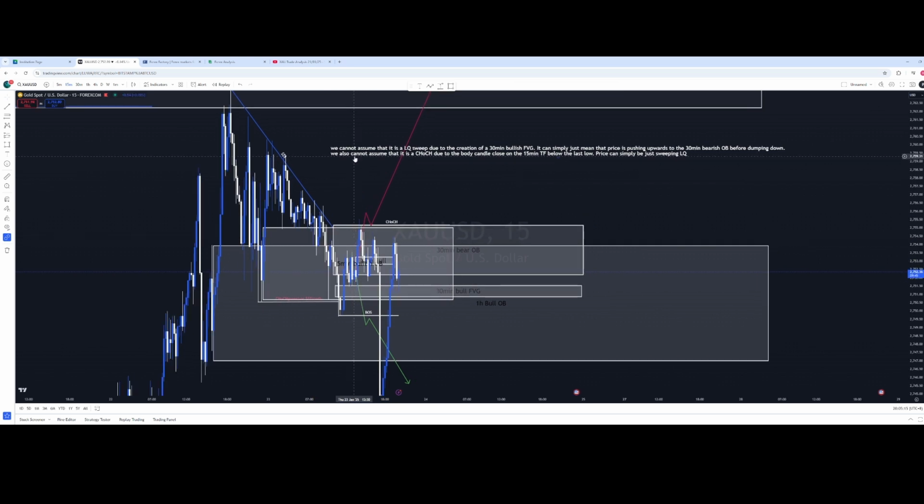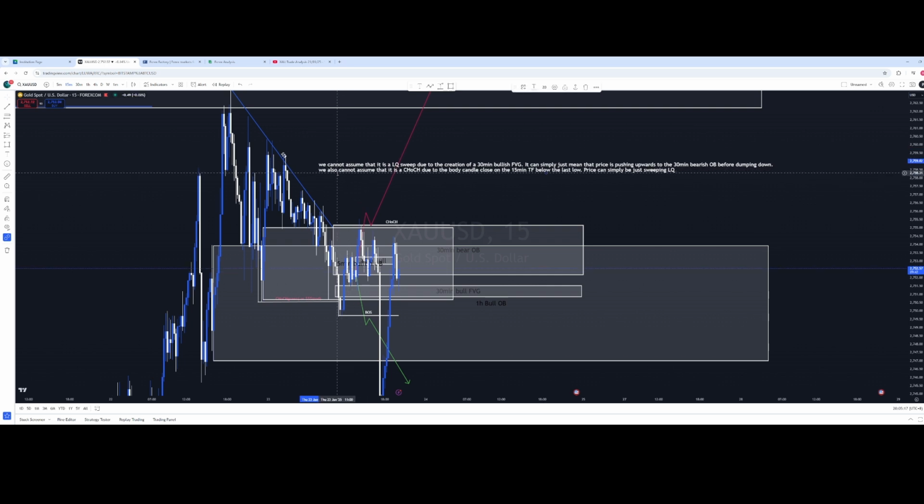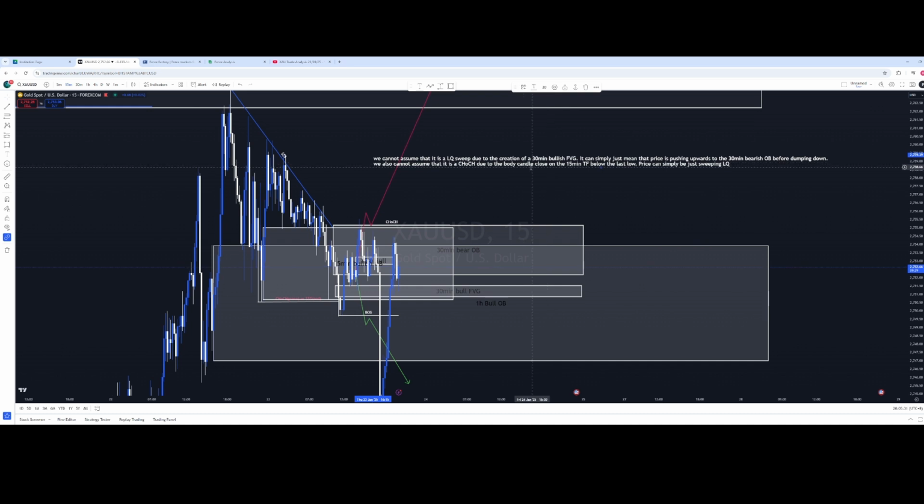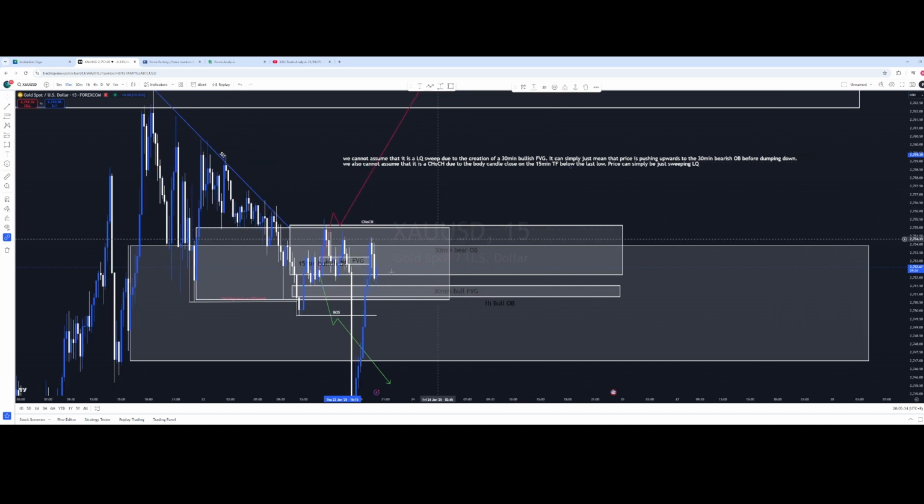Anyways, here we can see that we also cannot assume it's a change of character due to a body candle close on the 15-minute time frame, right below the last low. Price can simply be sweeping liquidity, so you wouldn't know. To look for further confirmations, if it's a change of character, we will be looking for an additional break of structure to the downside. Otherwise, if it's a liquidity sweep, we'll be looking to break above this internal high, which is resting above the 30-minute bearish order block.